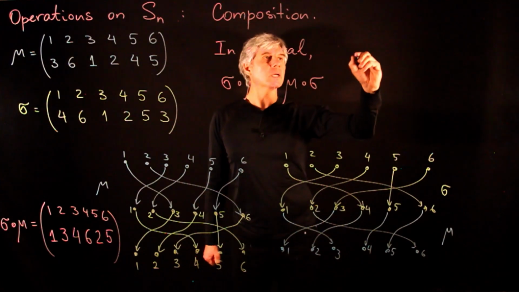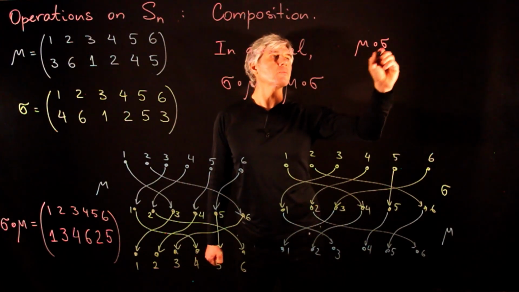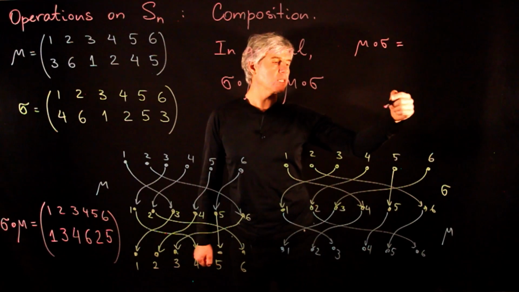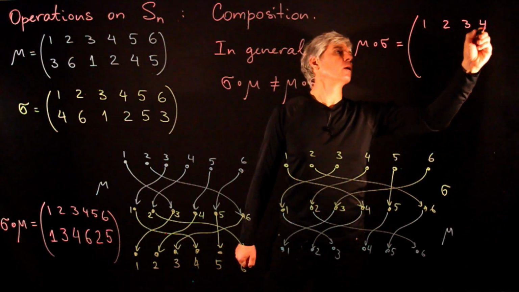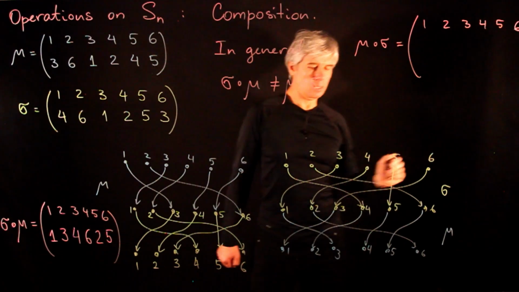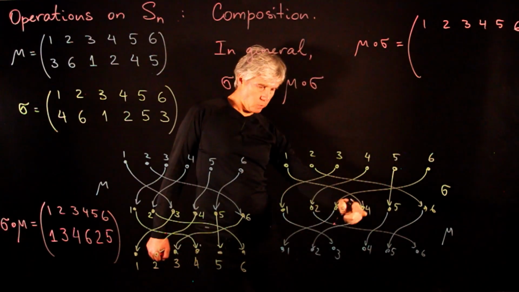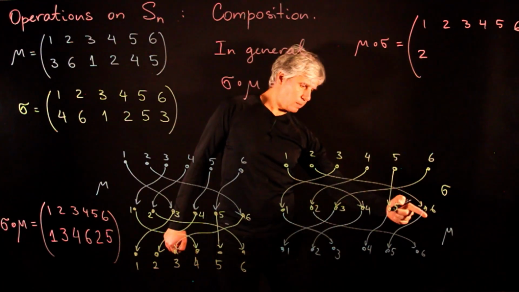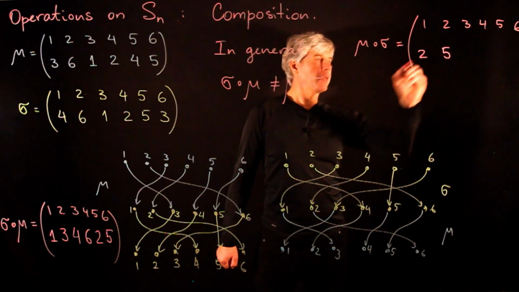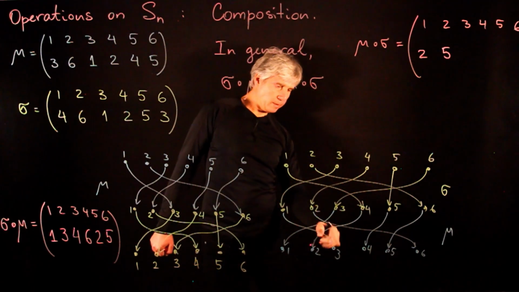So this diagram allows us to compute the composition of mu with sigma, where sigma is applied first. So let us trace the arrows, and we see that 1 first goes to 4 and then to 2. 2 goes to 6 and then to 5. 3 goes to 1 and then to 3.